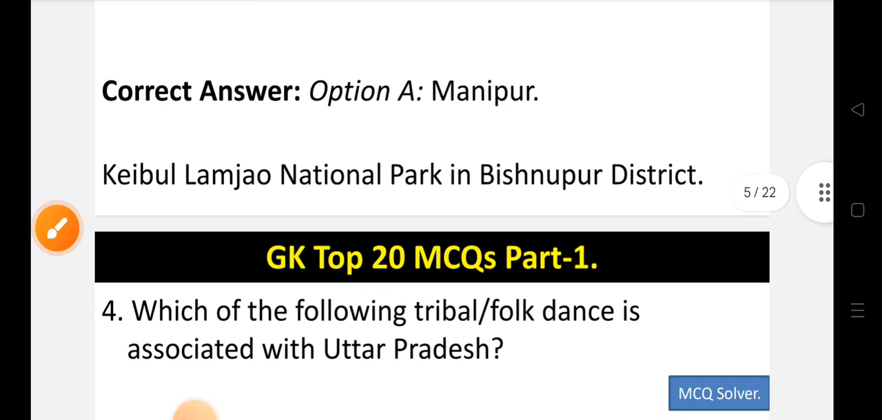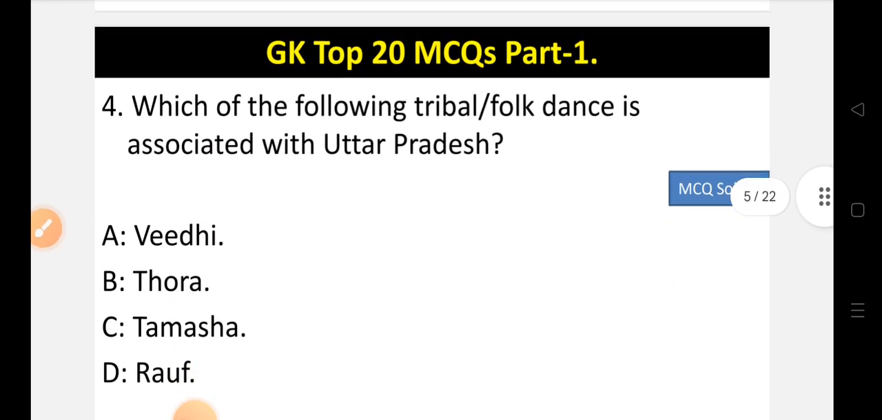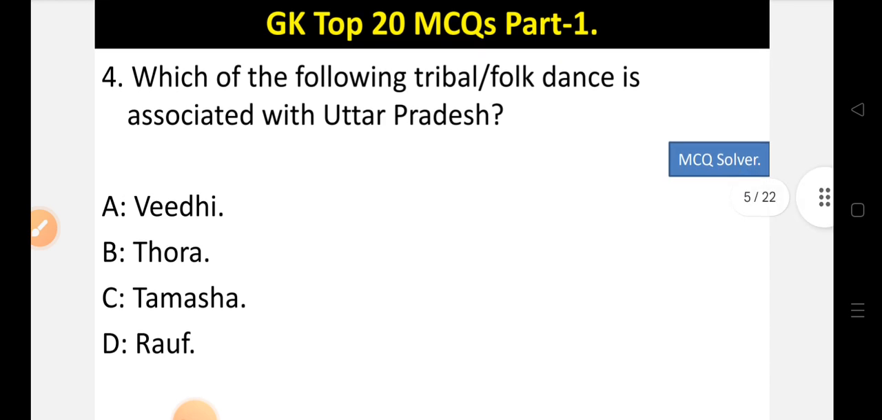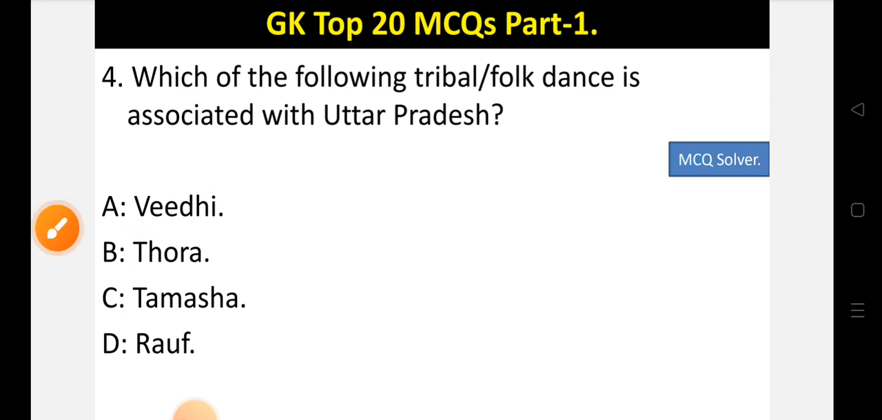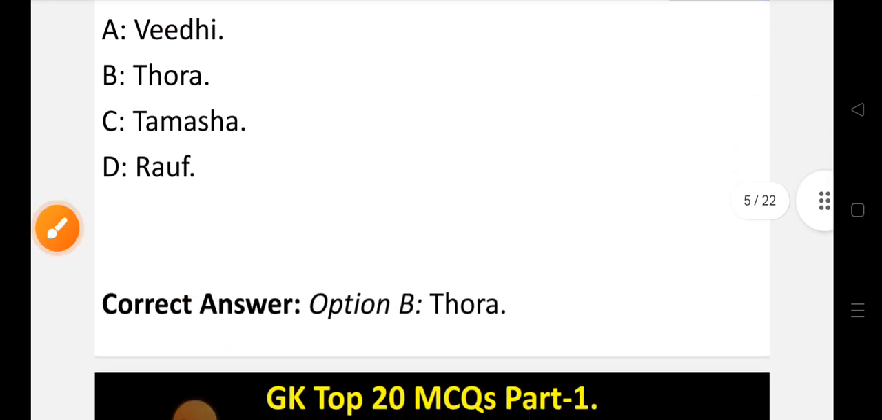Now let's move to question number 4. Which of the following tribal or folk dance is associated with Uttar Pradesh? So the correct option will be option number B, that is Thoda. So it is a folk dance which is associated with Uttar Pradesh. So B is the correct option.